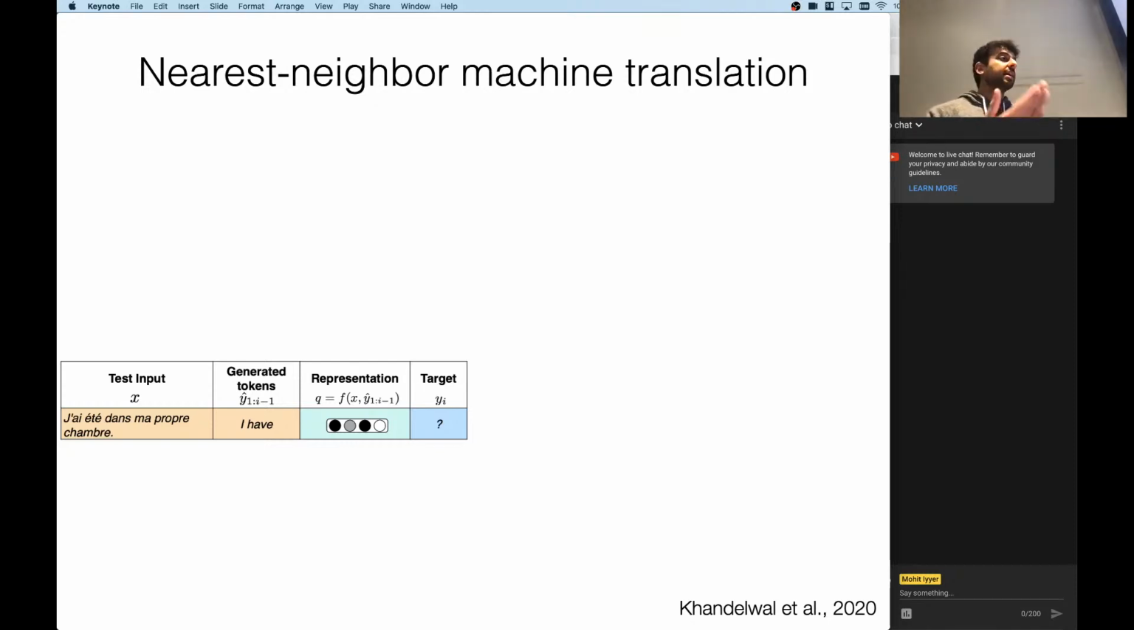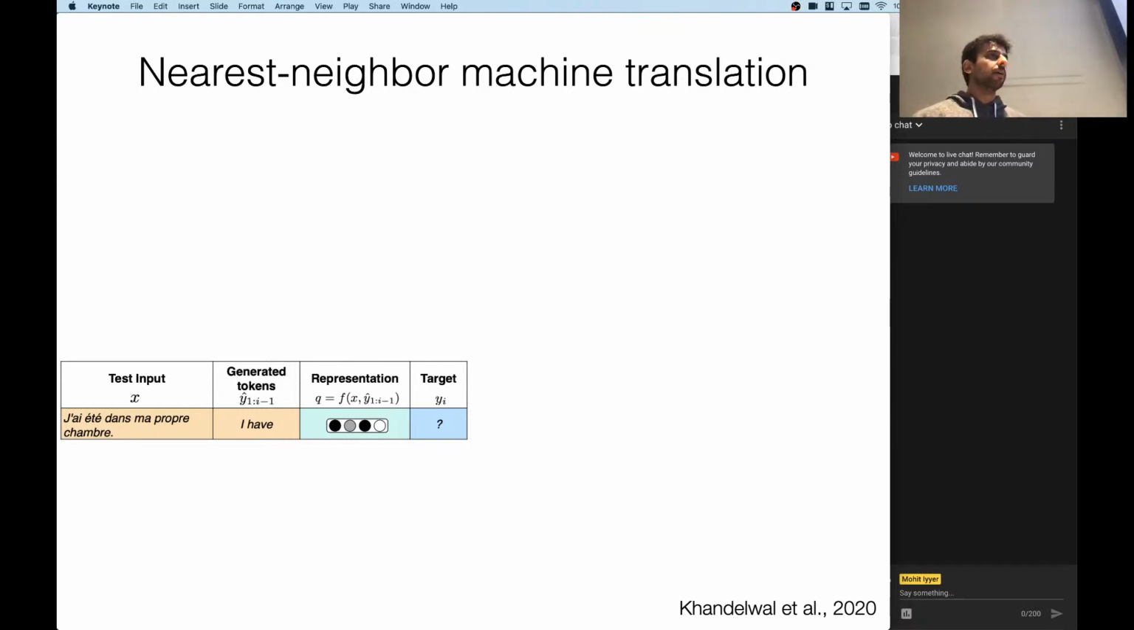At test time, when you are confronted with a new sentence, you can retrieve using dot product the training vectors that had the highest similarity to the current test vector that you have. And then you can just augment your predicted distribution with the words that follow those retrieved training examples.